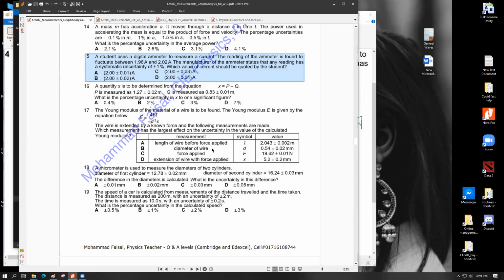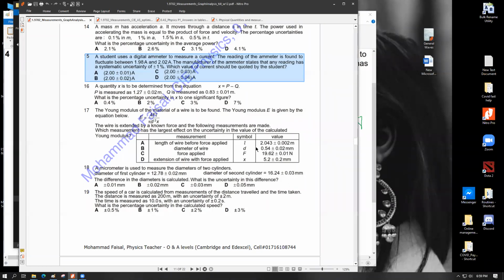এই ইকুয়েশনটা আলটিমেটলি তোমরা ইলাস্টিসিটি চ্যাপ্টারে শিখবা, যেহেতু আমরা এখন ইলাস্টিসিটি চ্যাপ্টার পড়ি নাই, so we didn't yet come across the elasticity chapter, so you don't know this equation, but ultimately this equation will be taught to you as part of your AS syllabus. For the time being, just believe the equation. The wire extends by a known force and the following measurements are made. Which measurement has the largest effect on the uncertainty of the value of the calculated Young's modulus? Which one will affect the uncertainty of E? Which one will affect delta E the biggest?